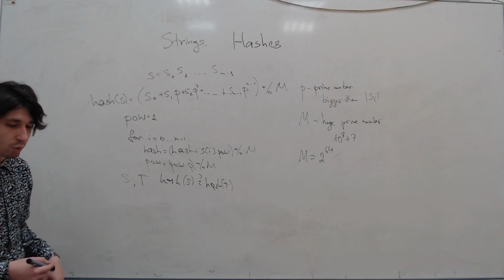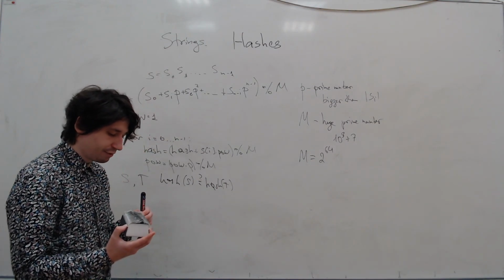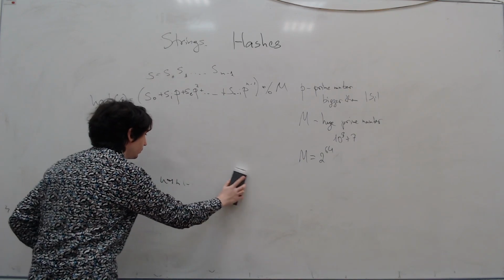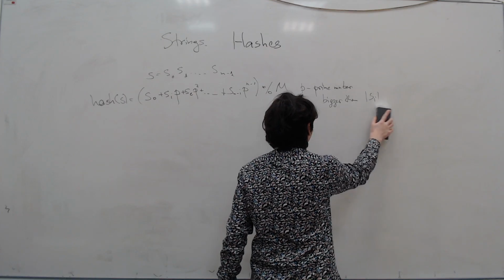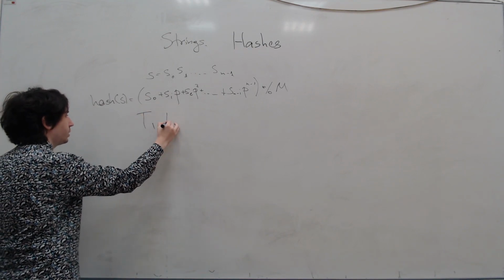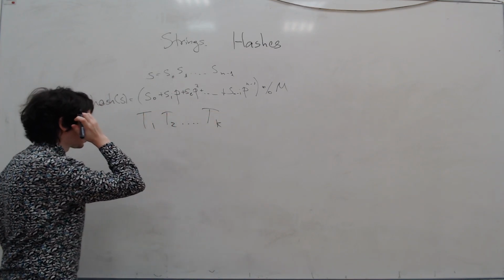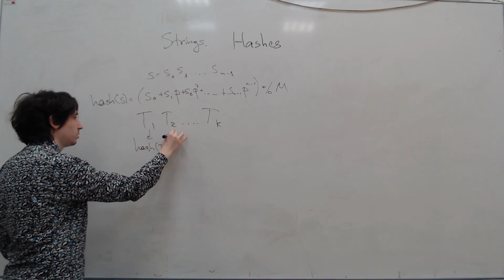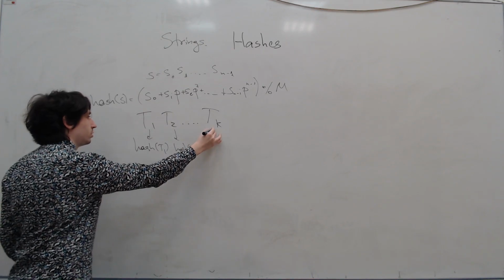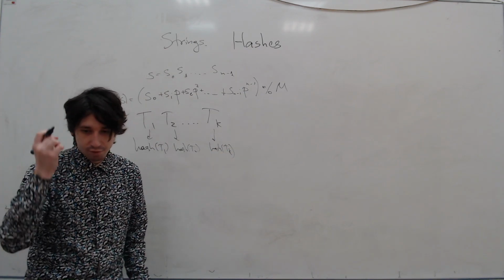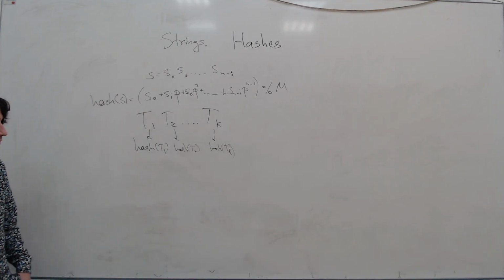So, how do you find the number of different strings in a set, if you are given the strings T1, T2, ..., Tk? What do you do? You just calculate the hash of T1, the hash of T2, the hash of Tk, and you just ask the hash map to do everything for you. Okay.